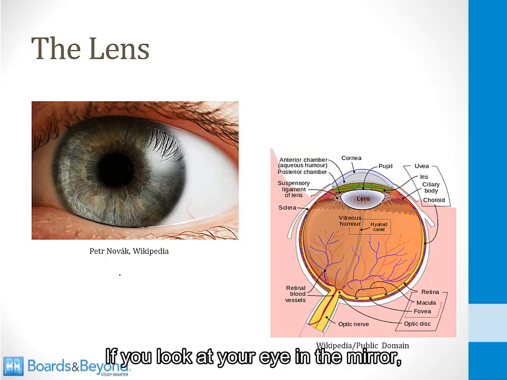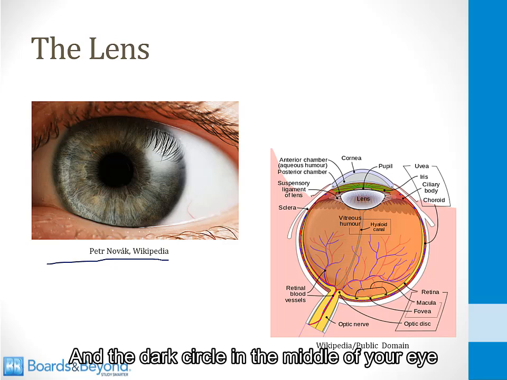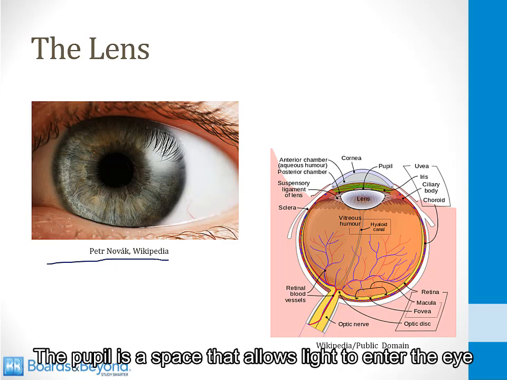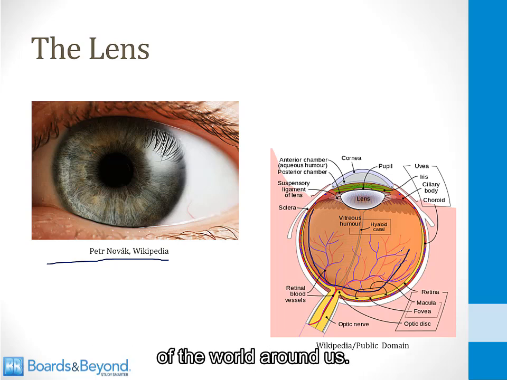If you look at your eye in the mirror, you will see something like what's shown on the left side of the screen here, and the dark circle in the middle of your eye is called the pupil, and I talk about the pupil in a separate module. The pupil is a space that allows light to enter the eye and hit the retina in the back of the eye, and the retina is what creates an image of the world around us.